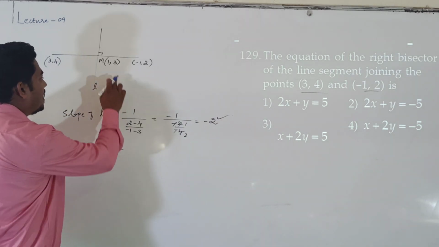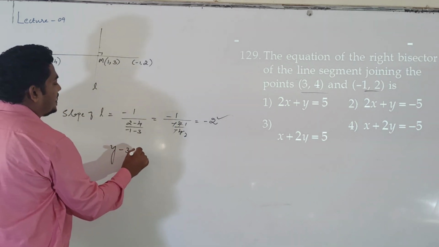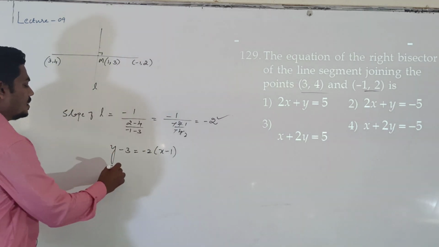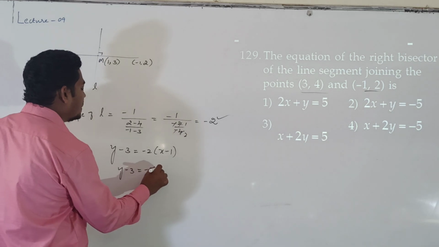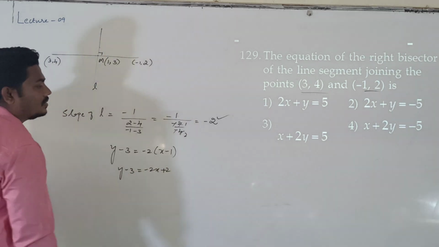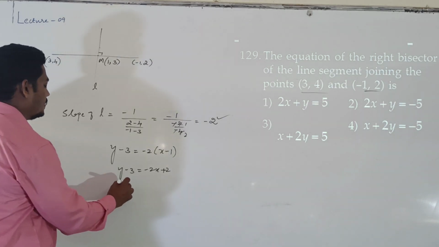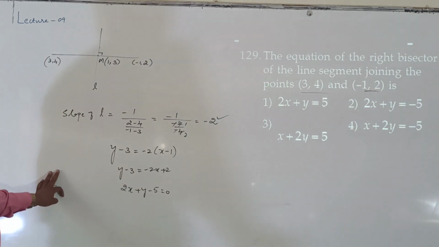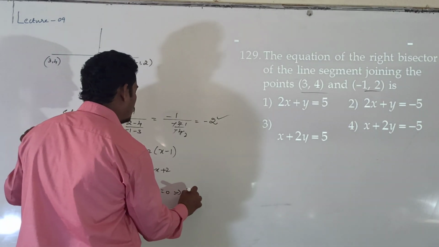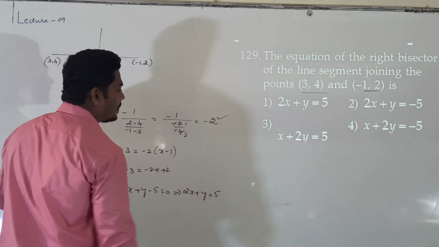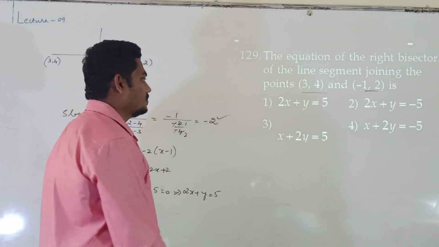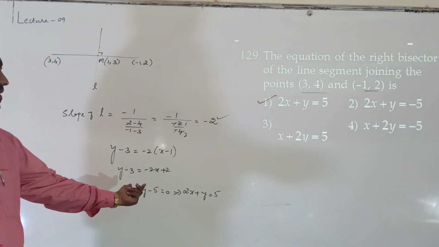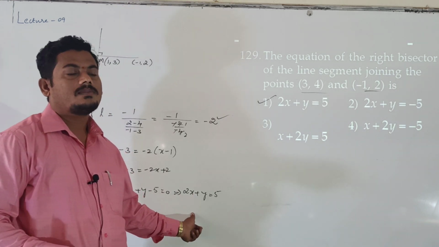Slope and point: then the equation is y minus 3 is equal to minus 2 into x minus x1. Then y minus 3 is equal to minus 2x plus 2. Then just rearrangement, it will be 2x plus y minus 5 equal to 0, or 2x plus y is equal to 5. That is the first option itself. The equation of the right bisector of the line joining these 2 points is clearly the first option, right?